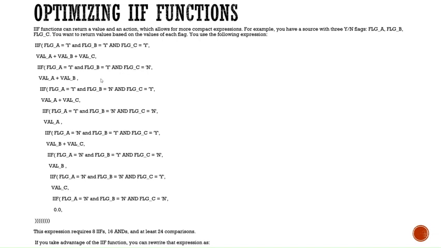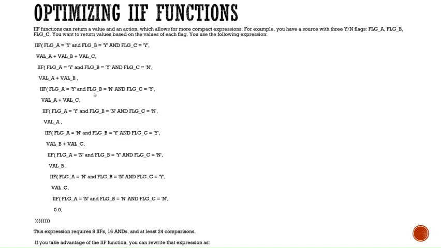Again, it will go and validate conditions. Suppose flag A is Y and flag B is also Y and flag C is N. Here it is N. If two are satisfied, the third one is not satisfied. In that case, you can add only A and B.